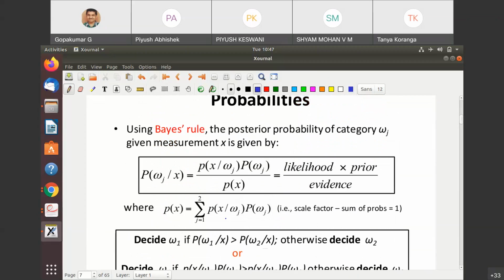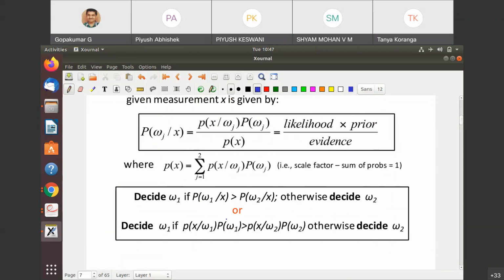We have just seen this, nothing additional here. This is the decision rule: we consider the probability of W1 given X and the probability of W2 given X. So we will calculate the two posterior probabilities, and based on which is larger, we will assign the class label, either W1 or W2.